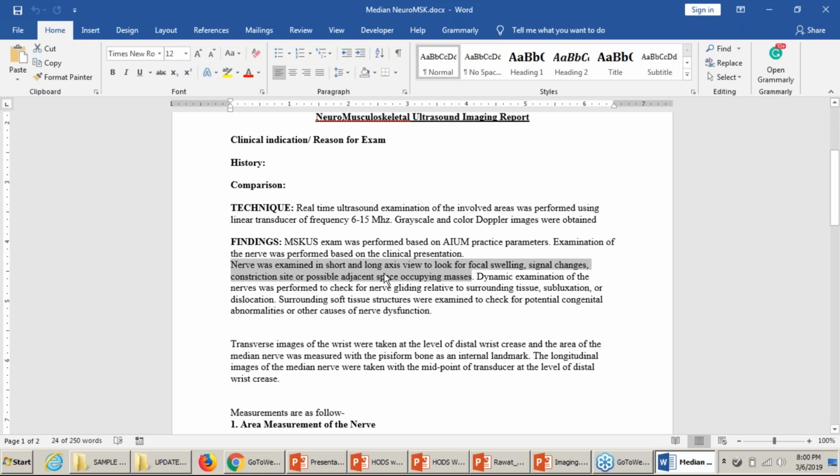And we don't just do short and long axis. You also look for any other potential source, any dynamic compression. So you do dynamic examination of the nerve to check for gliding relative to soft tissue around it, and look for any subluxation or dislocation. This is more relevant to ulnar nerve because the ulnar nerve tends to sublux in 15% of population, so you would write that. If let's say this is not relevant to your exam, then you delete that here. And you are also looking at surrounding soft tissue, at least in the near vicinity of the nerve, to make sure that there is no other extrinsic source of compression.